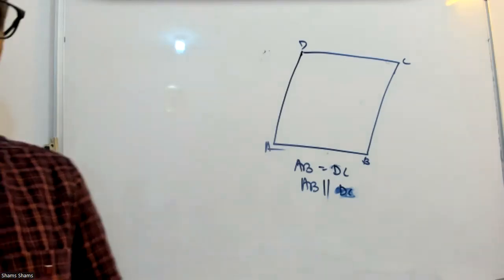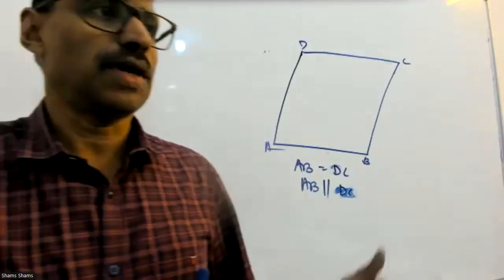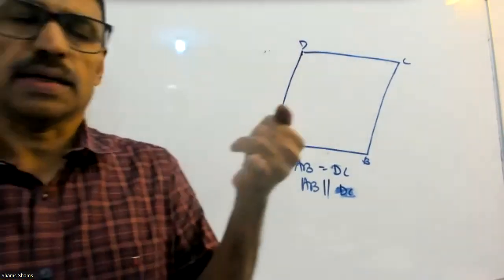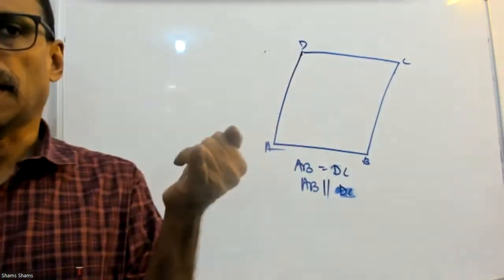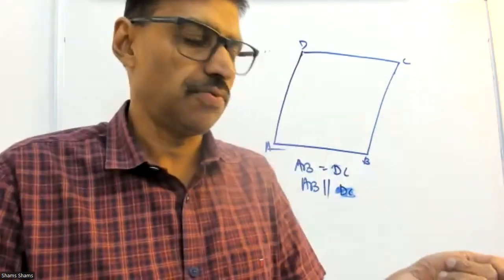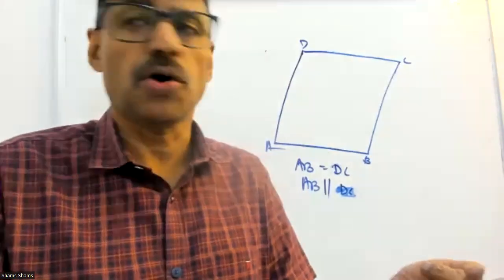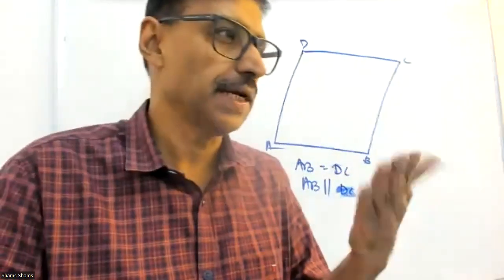So now, once again, just compare. First one, what are the properties of a parallelogram? One, a diagonal divides it into two congruent triangles. Two, diagonals bisect each other. Three, opposite sides are parallel. Four, opposite sides are equal. Five, opposite angles are equal.